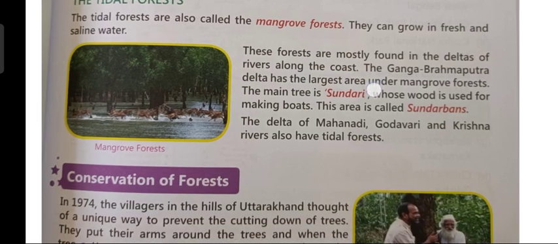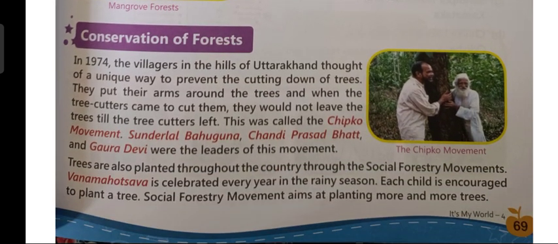Next children, we will study about conservation of forests. In 1974, the villagers in the hills of Uttarakhand thought of a unique way to prevent the cutting down of trees. They put their arm around the trees, and when the tree cutters came to cut them, they would not leave the trees until the cutters left. This was called the Chipko movement. Sundarlal Bahuguna, Chandi Prasad Bhatt, and Gaura Devi were the leaders of this movement.